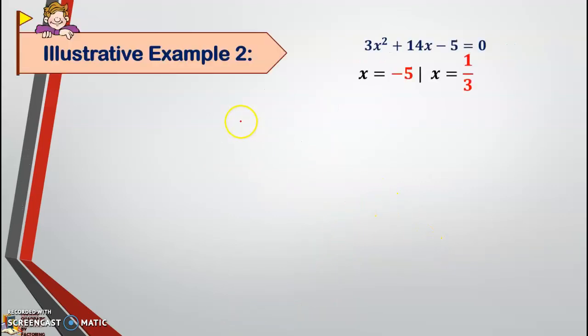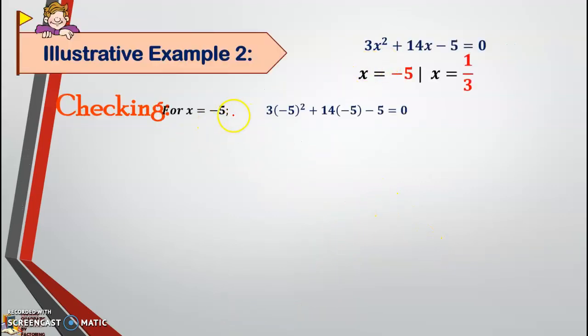Okay, let's do the checking. So, if x is negative 5, 3 times negative 5 squared, plus 14 times negative 5, minus 5 equal to 0. So, 3 times 25 minus 70 yung product nitong dalawa, minus 5. Ito, 75. And tsaka pag kinumbine mo itong dalawa, magiging 75 lang din. So, check yan.